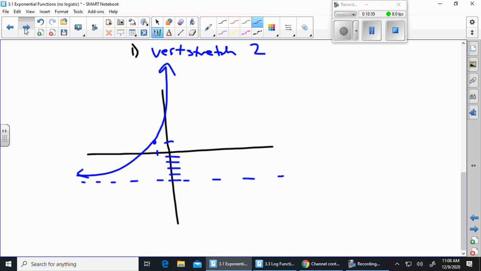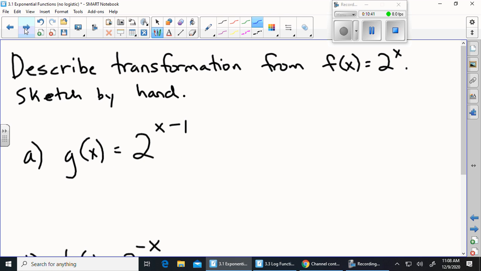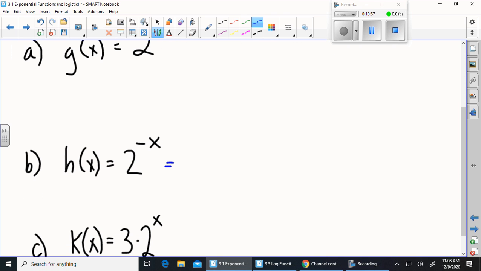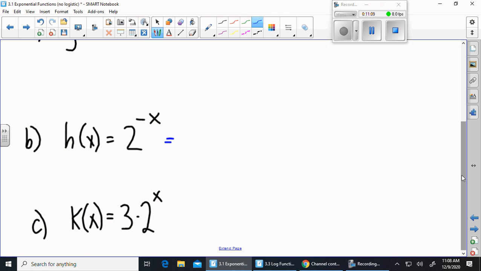I don't even think you're asked to draw them. You're really just asked to describe it. I don't take your calculator away for any of this. So if I said describe the transformation, it would be exponential growth because of 2. If I said describe it from 2 to the x, this would be a reflection over the y-axis. Okay, C would be a vertical stretch of 3.